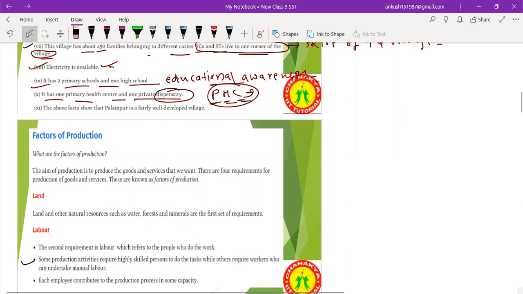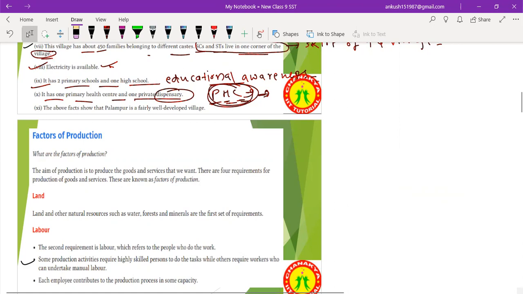I didn't get you. So what happened, I mean? What happened is, what is the use of this PHC in all the villages? What is the use of this? Primary health center. I know that. But what exactly are the activities taking place there?